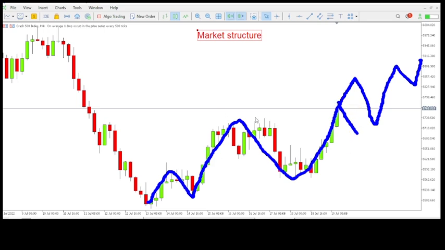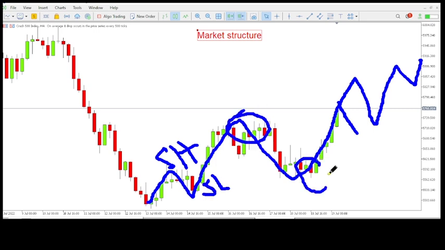Okay, so whenever the price is trending to the upside, you are going to be having these swing highs and swing lows. So the downside is the swing lows, this one is the swing high, this is swing low, this is swing high, this is potential swing low, and this swing high, and the price keeps making that movement to the upside or to the downside.